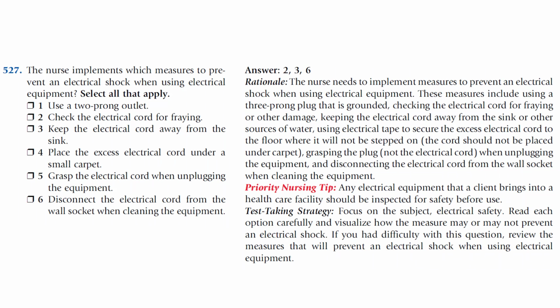527. The nurse implements which measures to prevent an electrical shock when using electrical equipment? Select all that apply. 1. Use a two-prong outlet. 2. Check the electrical cord for fraying. 3. Keep the electrical cord away from the sink.